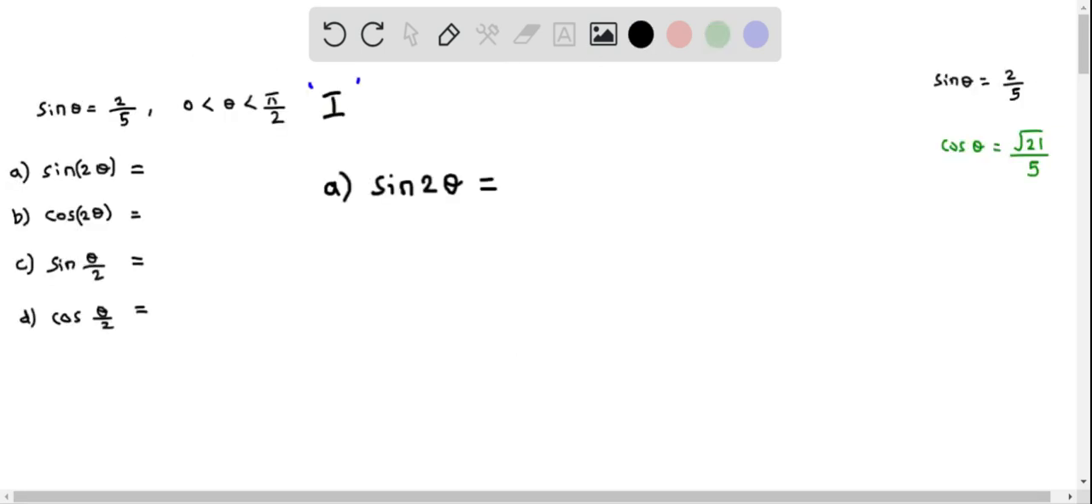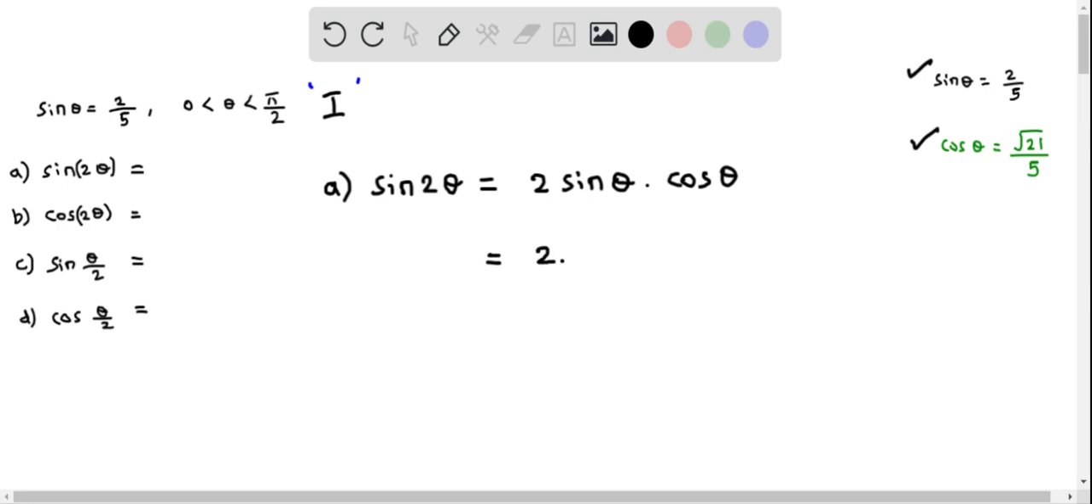Let's find the exact value of sine of 2 theta. First, I'm going to rewrite this using the double angle identity. So sine 2 theta equals 2 sine theta times cos theta. Now we know the value of sine theta, which is 2 over 5, and cos theta, which is equal to square root of 21 over 5. We can substitute this and find the exact value.